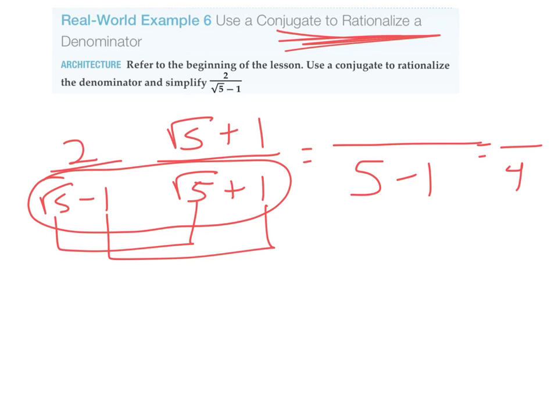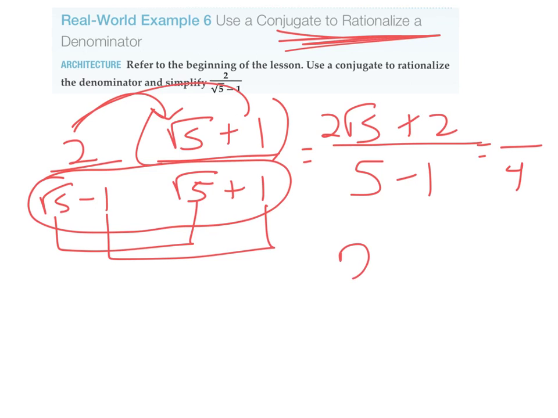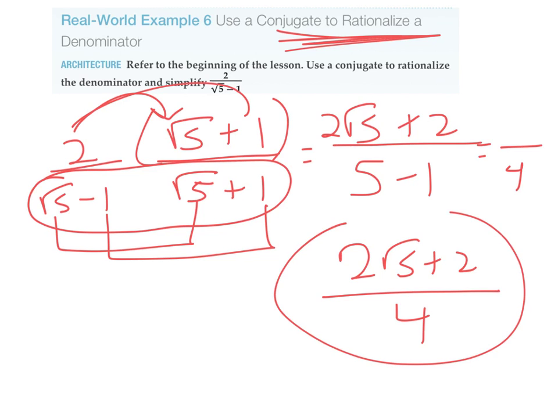Now the numerator is the distributive property in this case, so I'm going to multiply 2 times radical 5, and then 2 times 1. And nothing can be added because there's no like terms, and nothing can be simplified. So we put it over the denominator, which is 4, so we've rationalized the denominator.